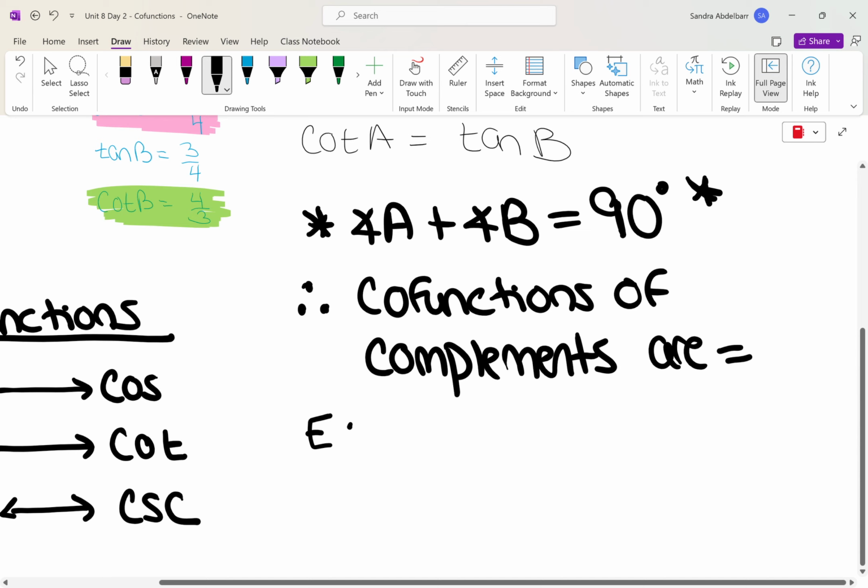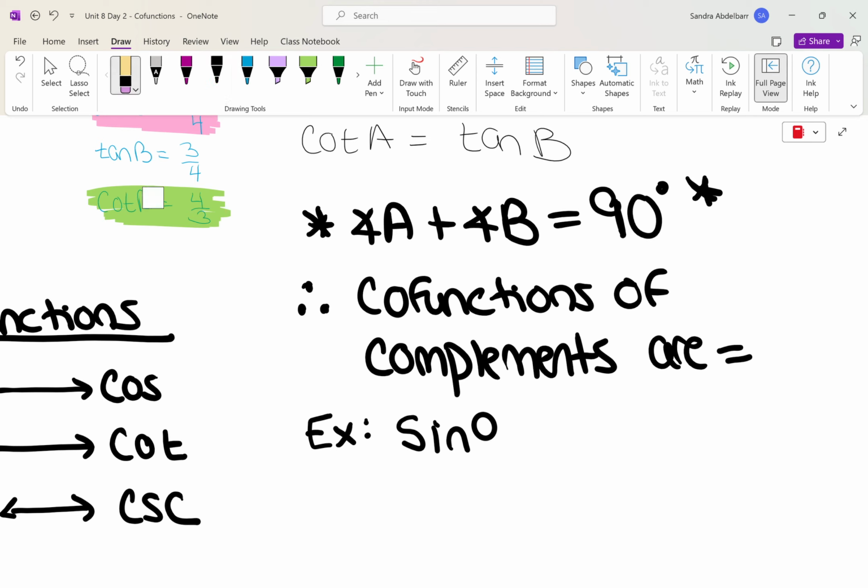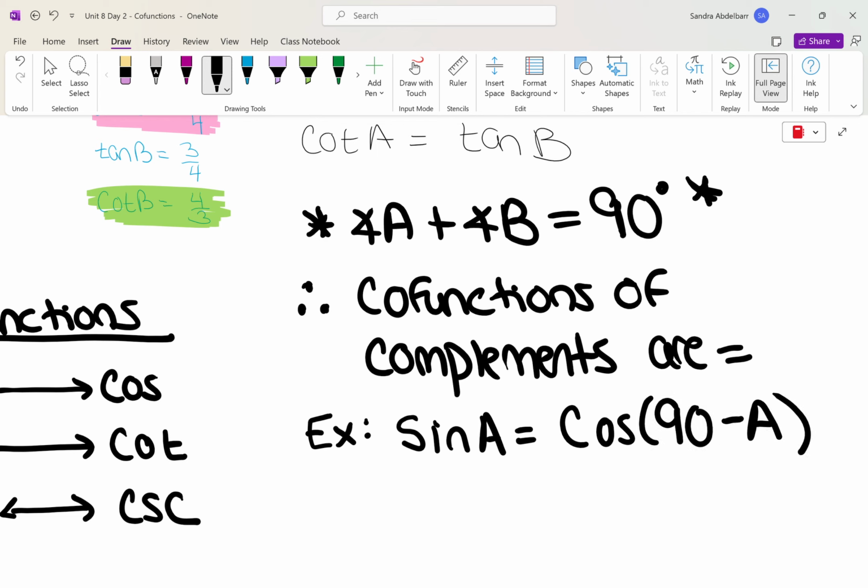So an example would be the sine of an angle, so sine of angle A, will be the same as the cosine of 90 minus angle A. And this holds true for all the cofunctions.